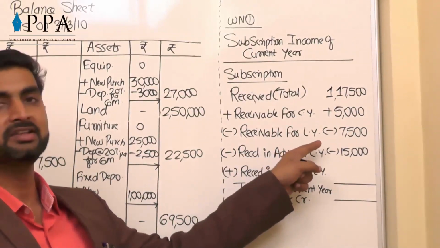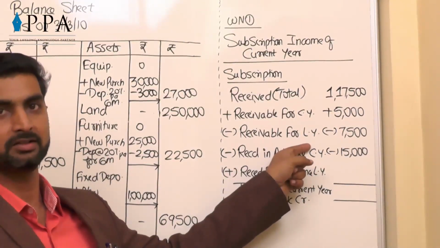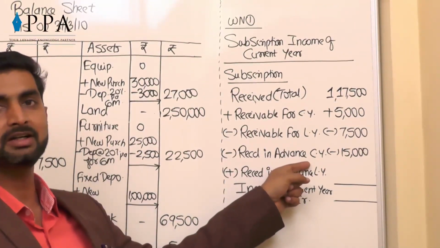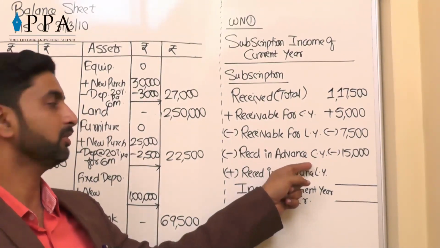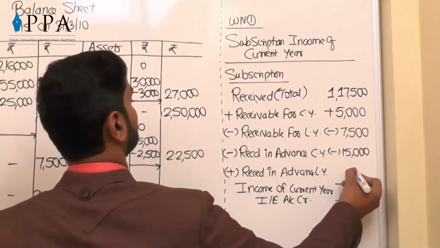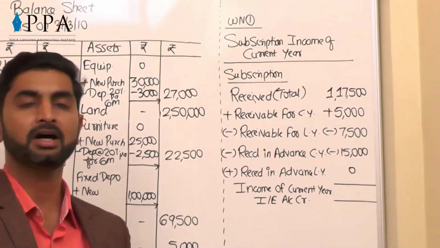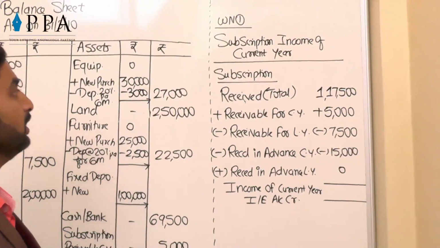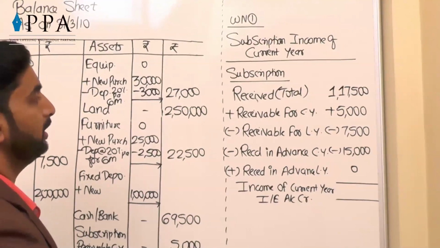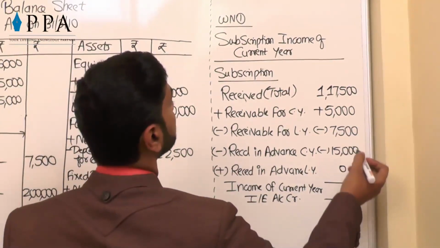I repeat, this is received in current year, but it is for last year. So removed. This is also received in current year, but it is received for the next year. So removed. Received in advance of last year, not given. Now we will close these accounts, and now we can come to the conclusion. Let's find out the subscription net income, how much it is.